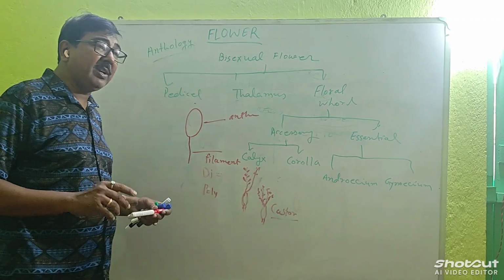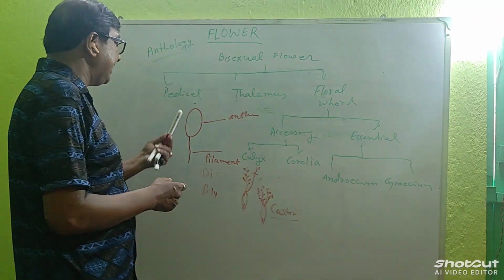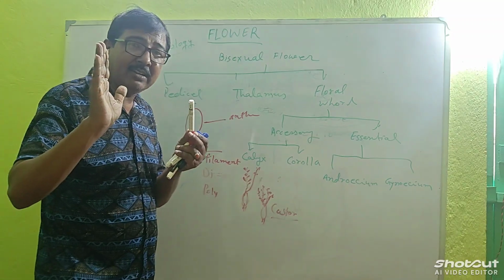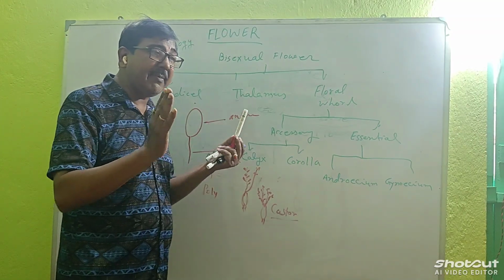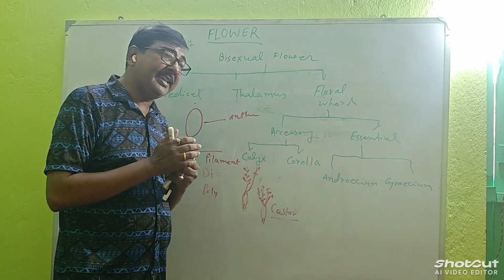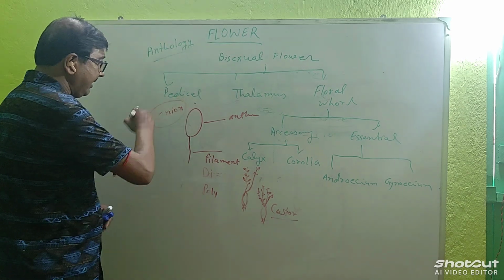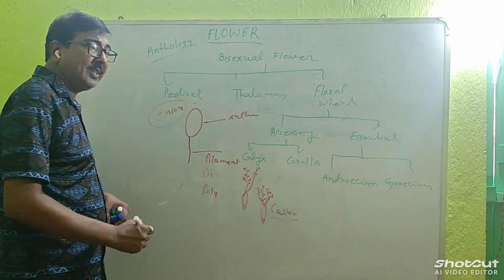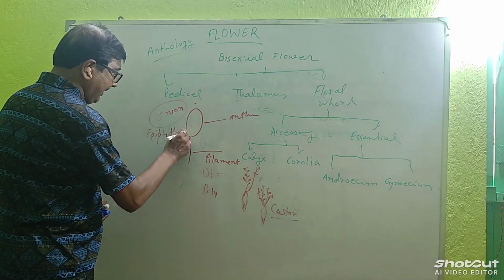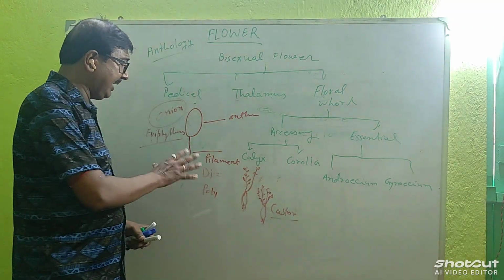Then another important word is epiphyllous. Epiphyllous means sometimes the stamens are attached with the perianth. You know what is perianth? I have already discussed it. When the stamen is attached with the perianth, it's called epiphyllous. Example is onion. Okay? So that's about the androecium.